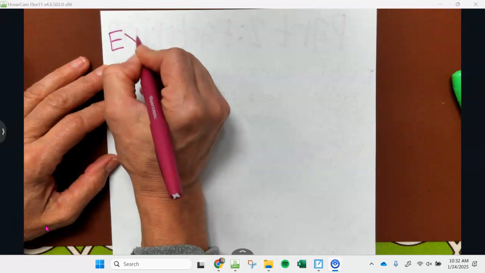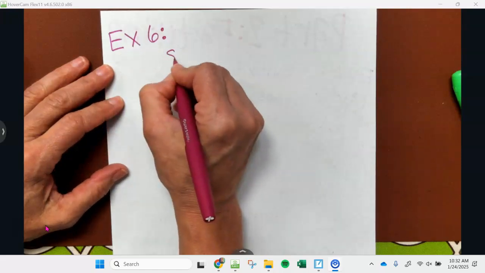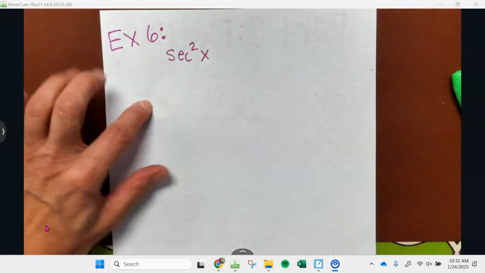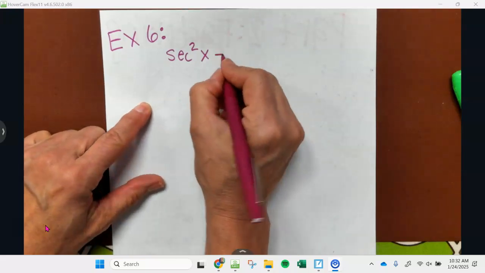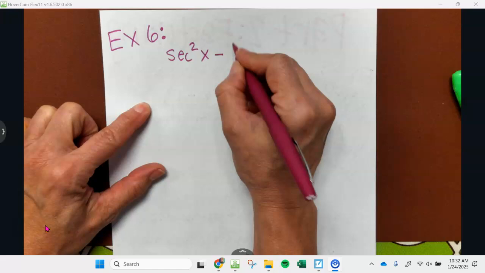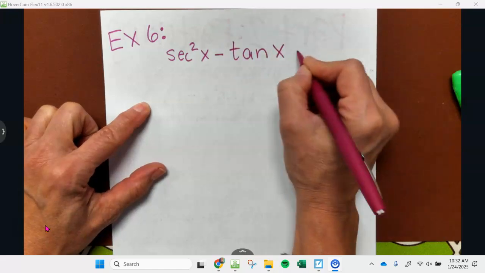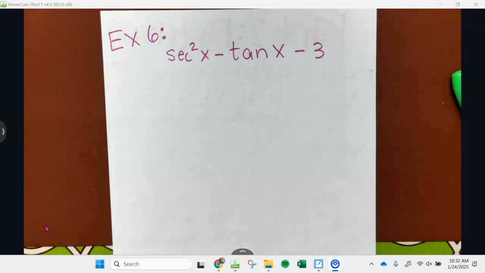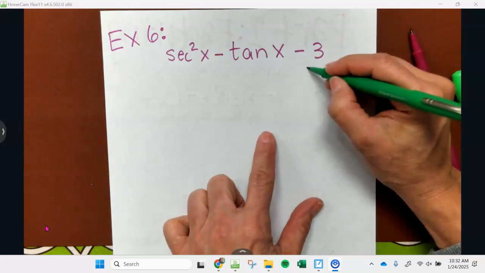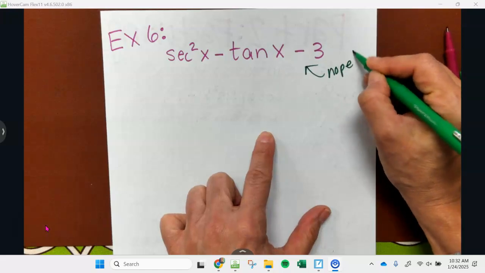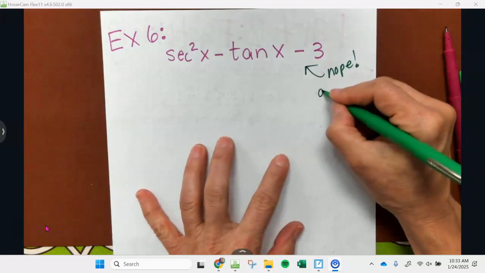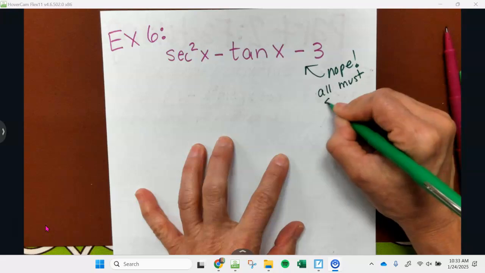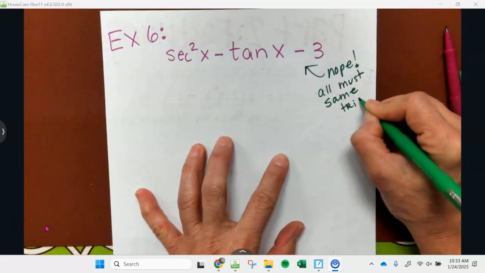So for this next example, our final one, write down secant squared x minus tan x minus 3. And then, in my notes I wrote, nope, you cannot factor that. They all have to be the same trig ratios. All must be same trig. You can't mix.